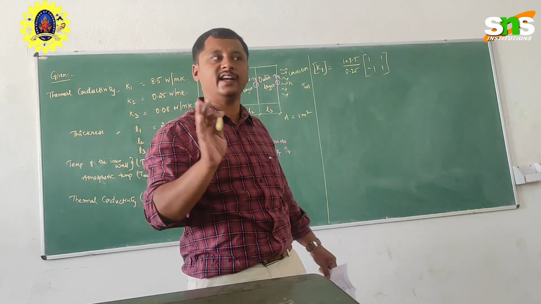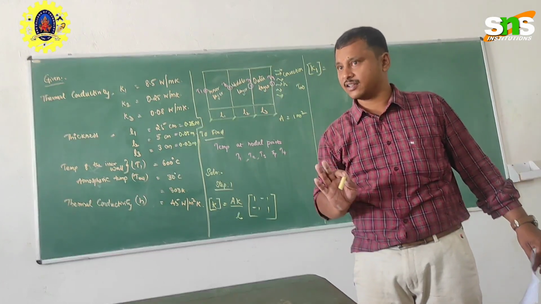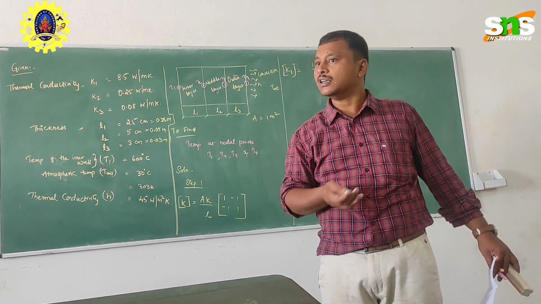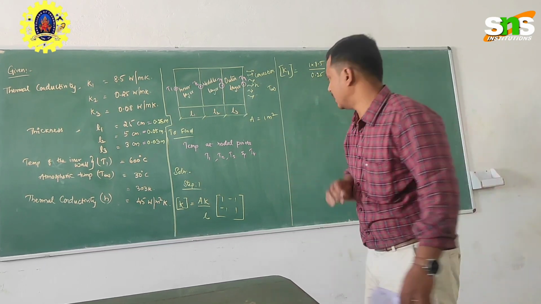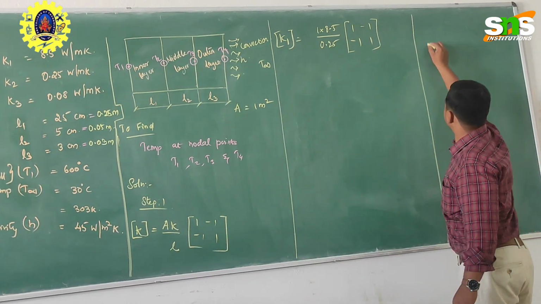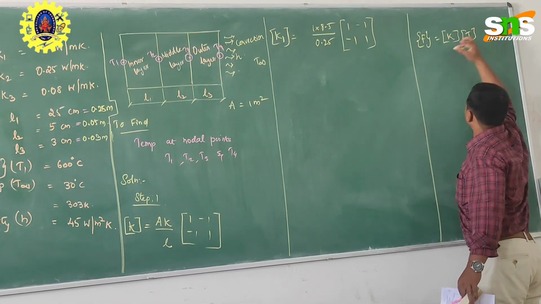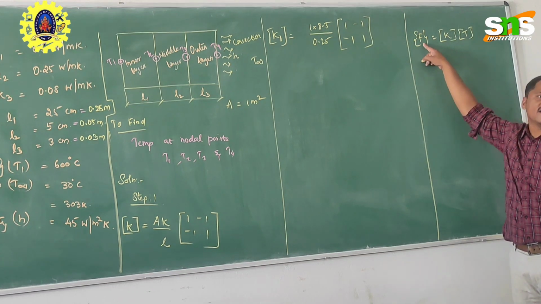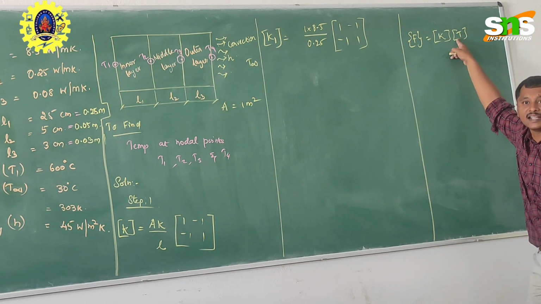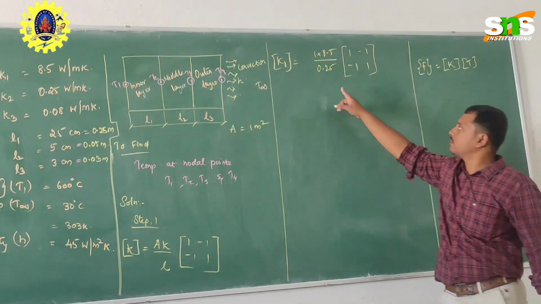So this is the general finite element formula. Whenever you are asked to write the general finite element formula, you will write F is equal to K into U. That is for elasticity. Now you are solving it for heat transfer, so instead of U, you will write T. So the general finite element equation for a thermal problem is F is equal to K into T. Here F is the force vector, K is the stiffness matrix and T is the temperature. So this is how you have to solve this problem.